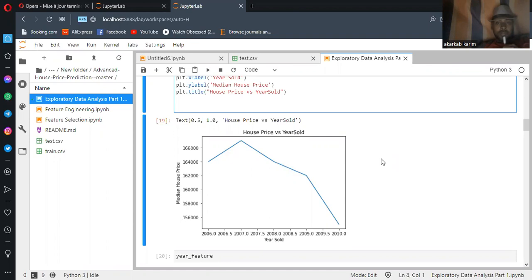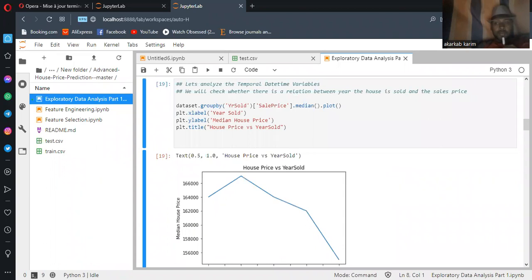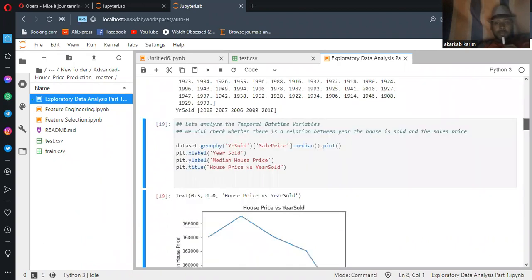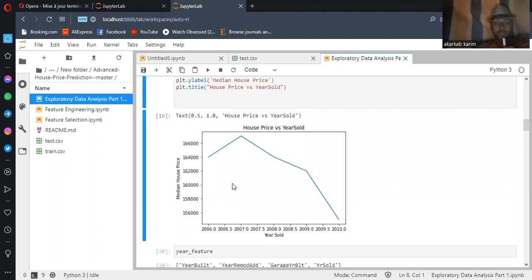Hello again in this awesome tutorial. We're stopping here. In the last tutorial, we discussed this curve. Here we need to discover the relationship between the year sold and the sales price. To do this, we call the plot function to see the shape of this curve.